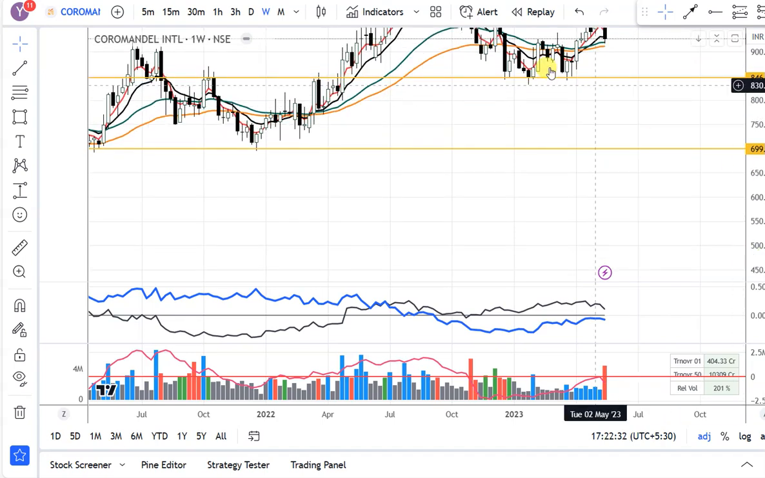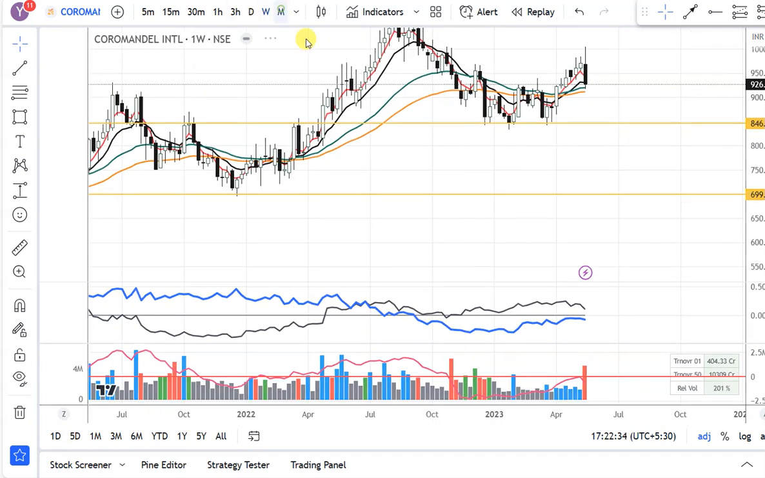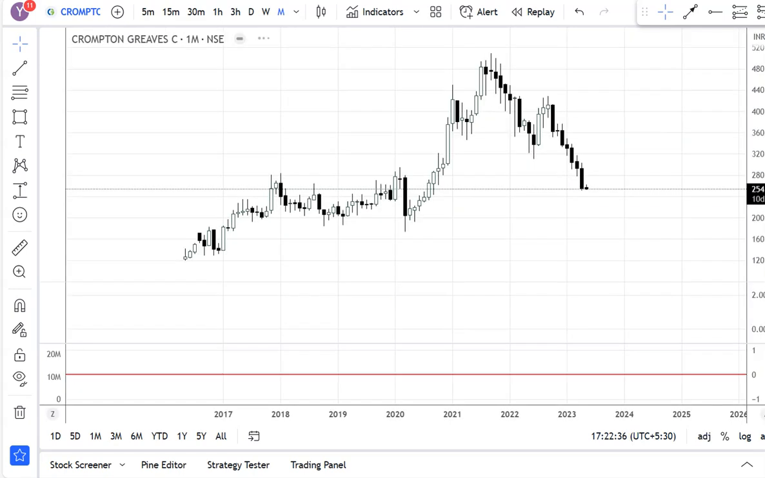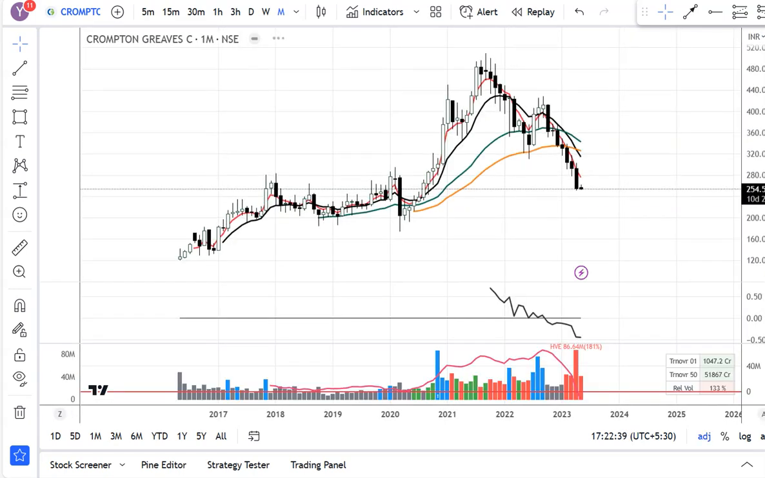Crompton Greaves, the numbers are very strong, but the stock pattern is showing only downside. You see, this is the worst that happens. Even with good numbers and a good setup, it just does not support. So sometimes we need to see the momentum also.